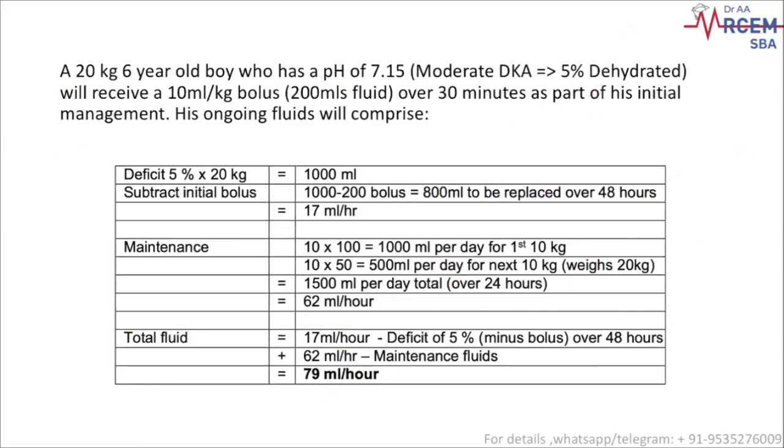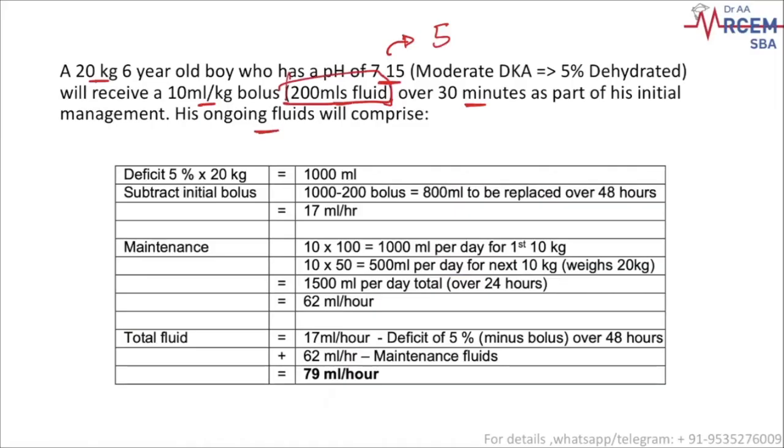There's one more example. We'll go through this example now. We have a 20 kg, 6 year old boy whose pH is 7.15. That means it is more than 7.1, so you consider the deficit as 5. He has received a 10 ml per kg bolus, 200 ml of fluid over 30 minutes. It's a slow bolus that you have given. So 200 ml of slow bolus is what he has got.